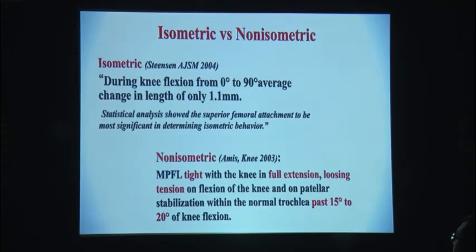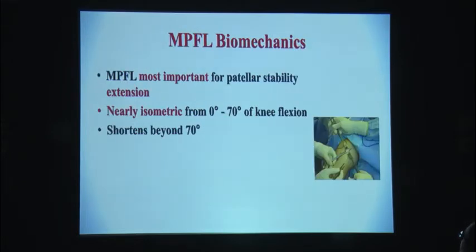It might be isometric or it might be non-isometric. And I have to say that probably it's not really isometric. I would say that the MPFL is mostly tight in extension, and the real role of the MPFL is to retain the patella in extension. And then when you flex the knee, it becomes a little bit loose. But it's not a problem because the patella is engaged in the trochlea, so the patella is definitely very stable at that time. So the biomechanics, as you have seen, is that it's nearly isometric between 0 and 70 degrees flexion.